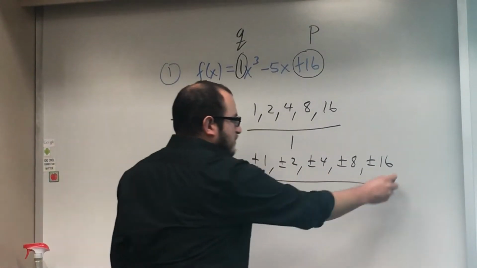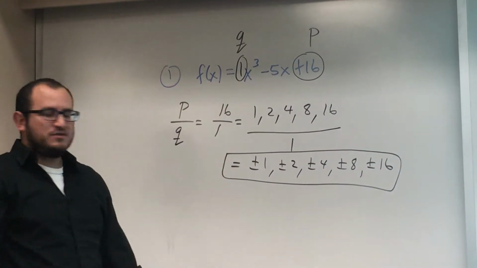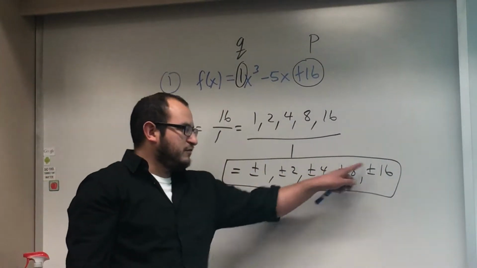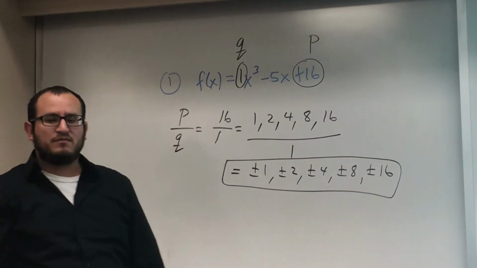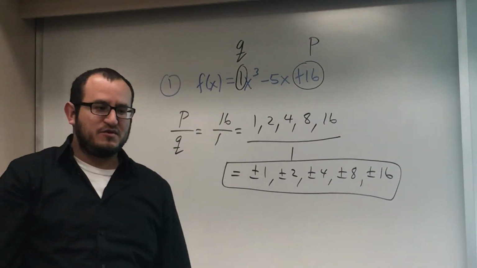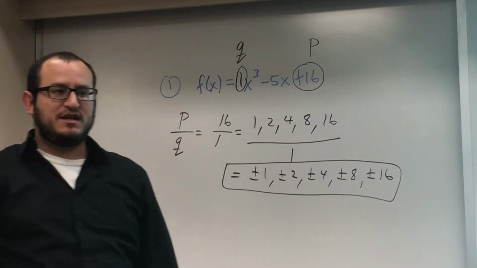So this right here are my possible answers. How many do I have? Well, count. 1, 2, 3, 4, 5. 5 times 2 is 10 possible answers. So yes, students don't like this section because you have to actually guess and check.